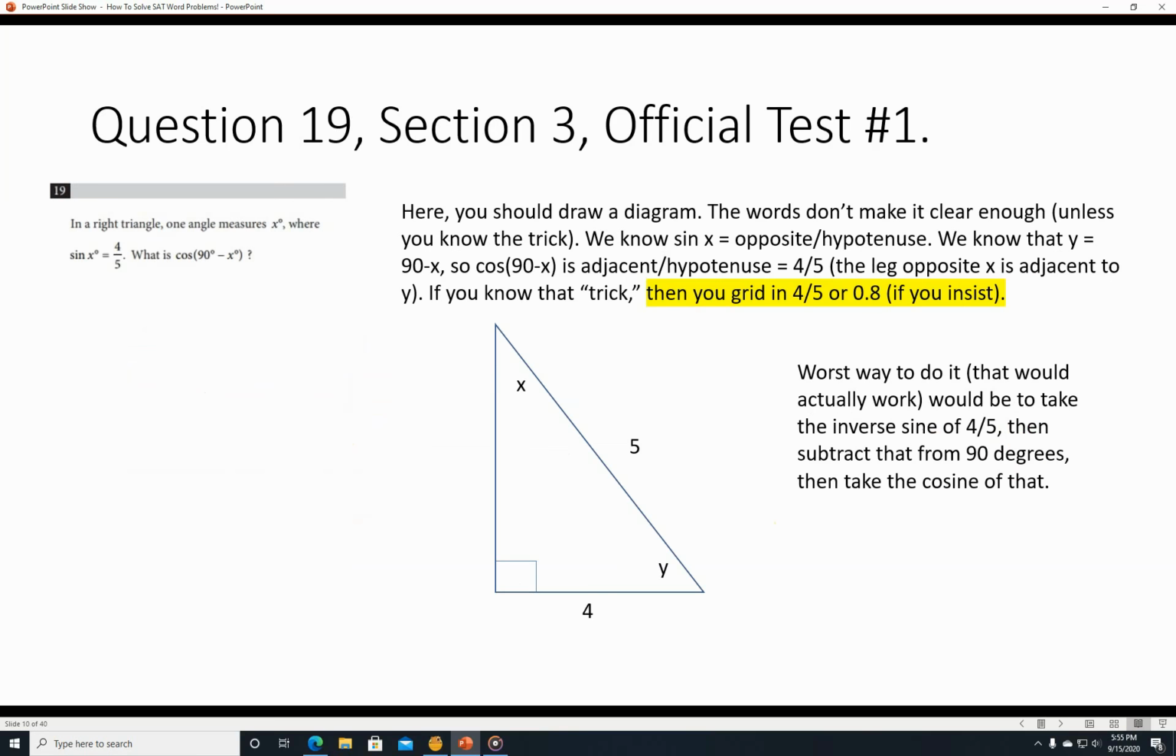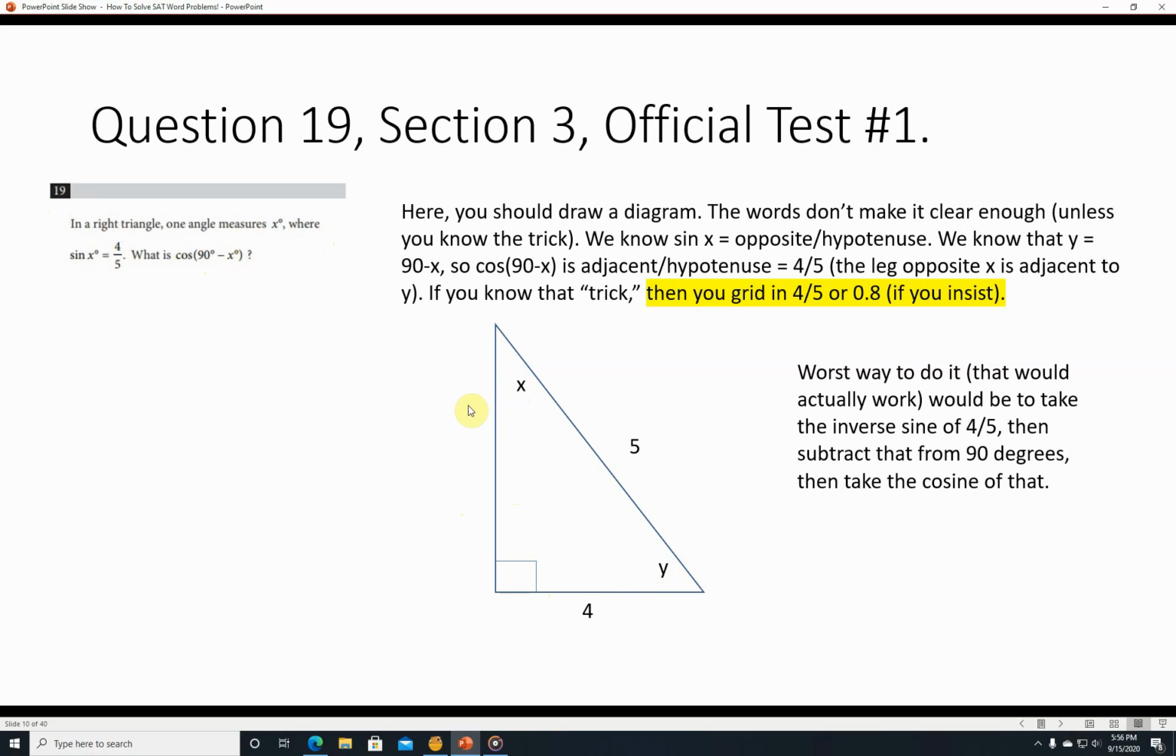Question 19, section 3, official test number 1. So here, question 19, in a right triangle, one angle measures x degrees, where sine of x is equal to 4/5. What is cosine of 90 degrees minus x? Well, okay, so let's draw a right triangle. So we draw the little box here so we know it's a right triangle.